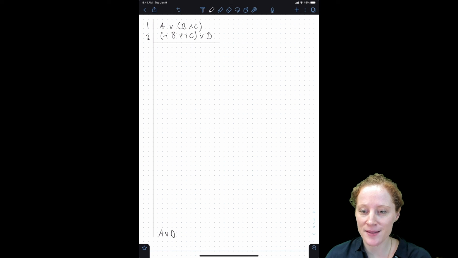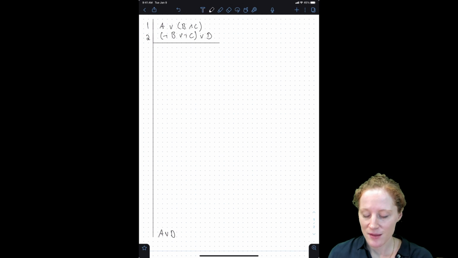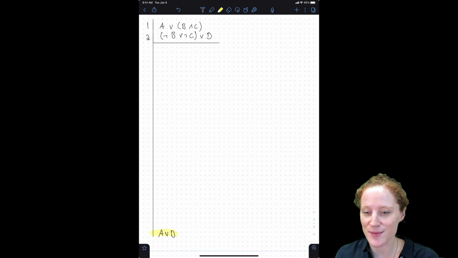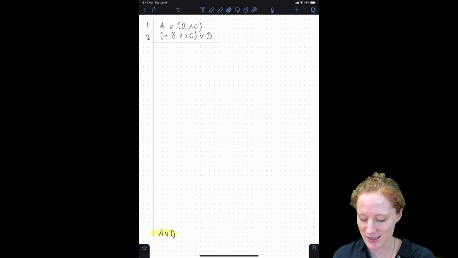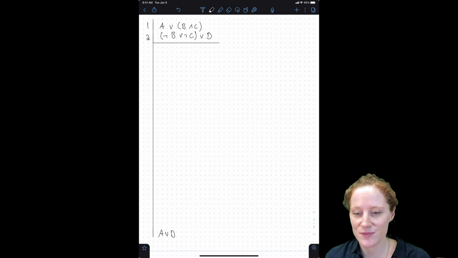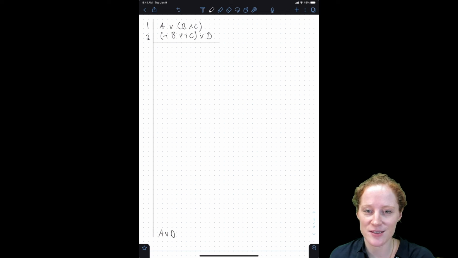Now, backward planning in this case doesn't help me. Backward planning would suggest that in order to prove A or D, I should prove either the first disjunct or the second disjunct and then infer my conclusion using disjunction introduction. But looking at my premises, I'm pretty quickly certain that I will not be able to prove A and I will not be able to prove D. So disjunction introduction is not going to help me to get to my conclusion.